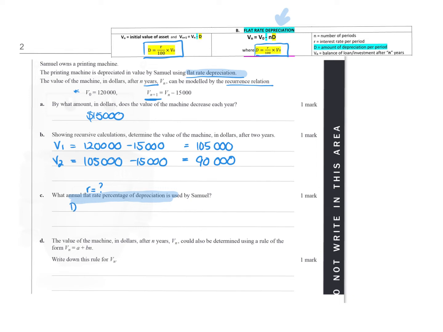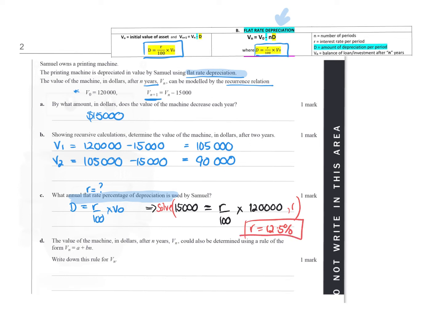Yeah, so if I wrote this formula out here, what I could do is use solve, because I'm going to say 15,000 equals R, which I don't know, over 100, times V0. But do I know what V0 is? Yes. And remember, if we have an equation with just one thing we don't know, we can use our solve function and find out what R is. So R equals 12.5%.